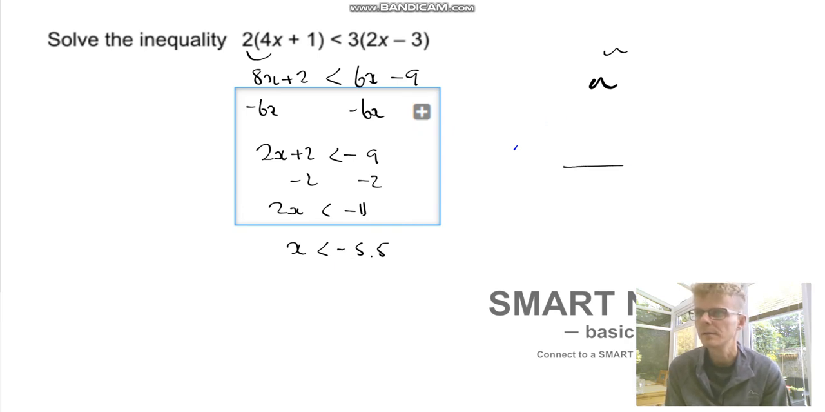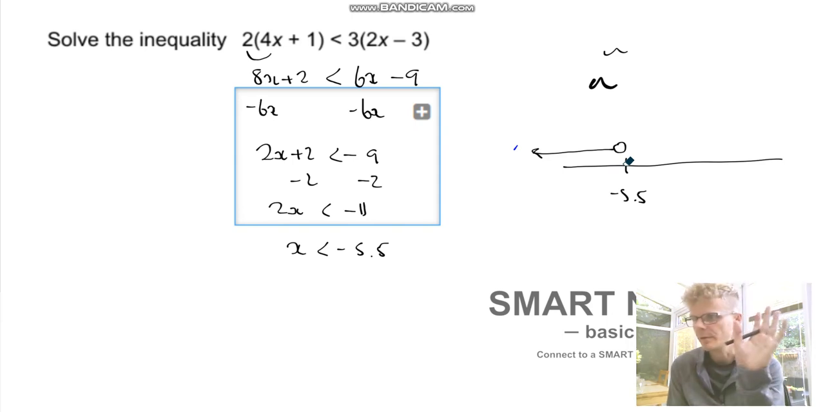Okay, so last little point here, if we were to draw this answer on a number line, we would have the number minus 5.5 here, open circle around it. I want x to be less than this. Remember, it points to the smaller number, if you like. So we would want all values less than minus 5.5, so minus 6.5, minus 7.5, minus 8, minus 9, whatever. Okay, so there we go.